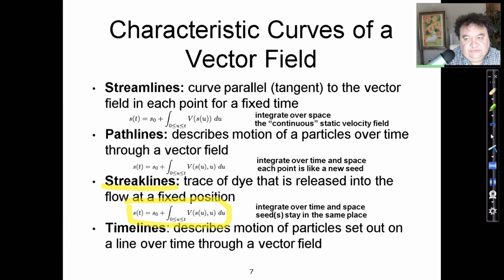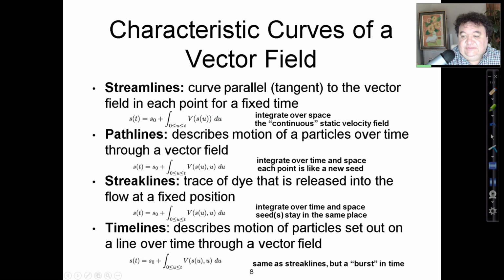So that's why the name streak line. The streak is described by the continuous release of particles from a particular point. Obviously, if the field was perfectly steady, there would be no difference between a streak line and a streamline, but in practice, they are different.